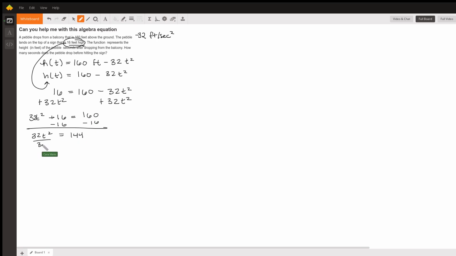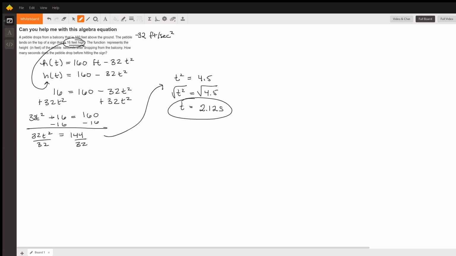If I divide both sides by 32, I am given t squared is equal to 144 divided by 32, which is 4.5. Then to find the time, I'm just going to square root both sides. The square root of t squared is equal to the square root of 4.5. So t would be the square root of 4.5, which is 2.12 seconds. That gives us the time it takes for the pebble to drop from 160 feet to 16 feet.